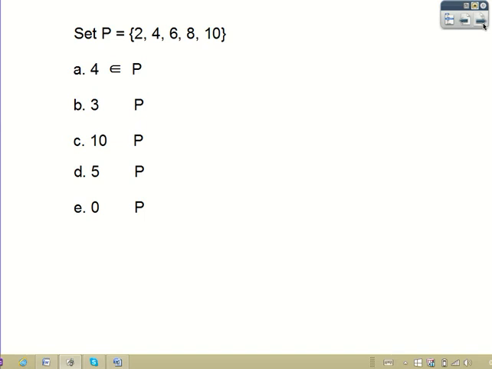Set P equals 2, 4, 6, 8, 10. So A says 4 is a member of P. And when you look, you can see that to be true. Of course, you see that the number 4 here is in the set P. So 4 is a member of P. Pause the video and do the same for the remaining 4 parts of this question.